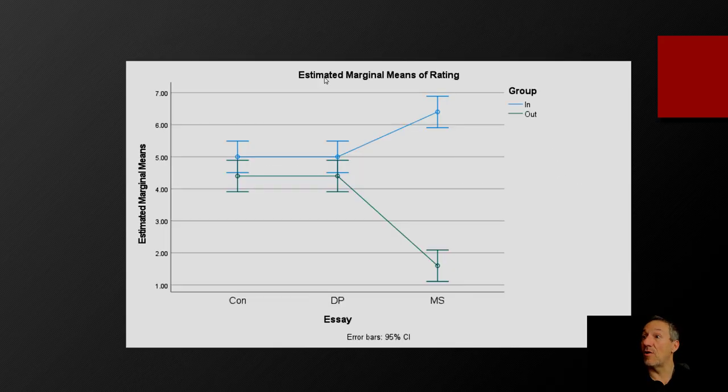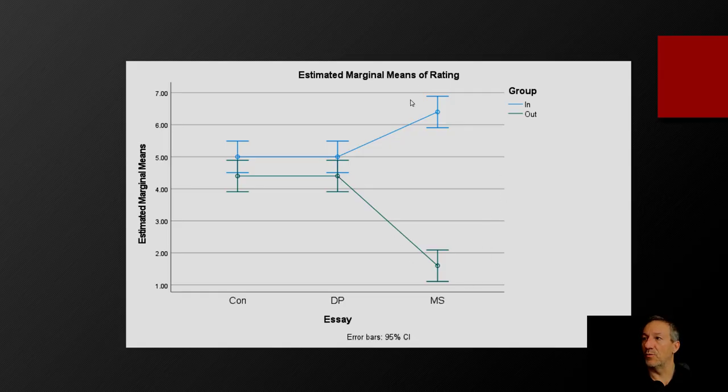And then this is our interaction. So now we have both independent variables put together on this same figure. This is control, dental pain, and mortality salience. And in-group is the blue and out-group is the green. So in-group, out-group, and control, about the same. In-group, out-group, and dental pain, about the same. And then there we go.